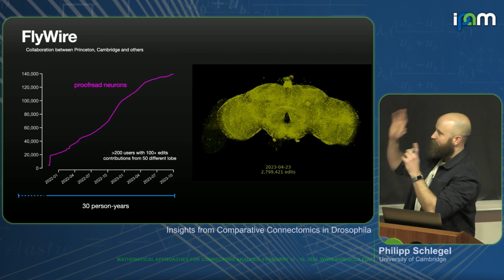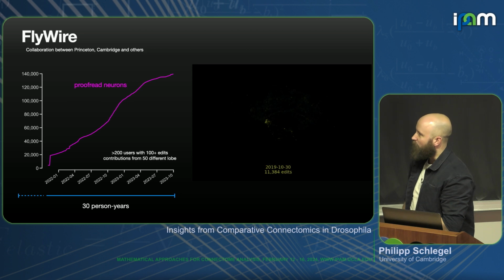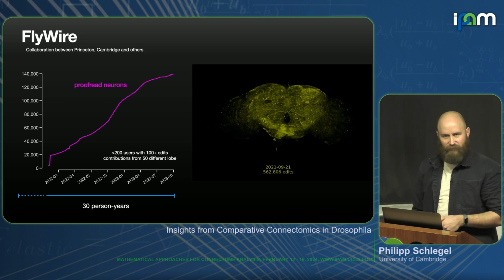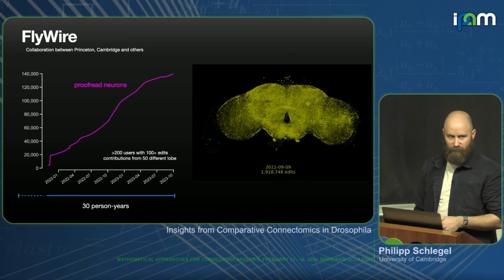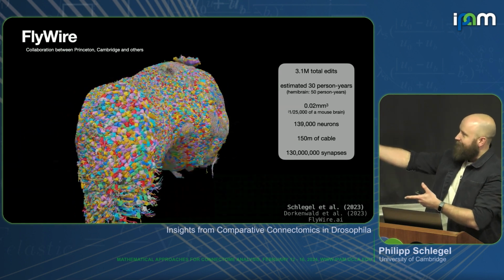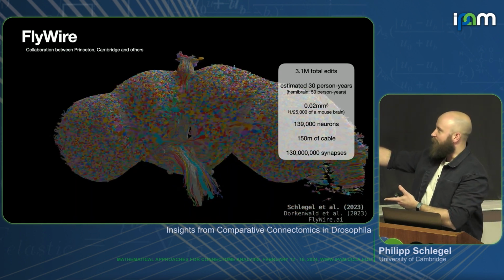You can see over time how the brain pops up, and the number of proofread neurons on the right. The important thing is that if you tally this up, Sven did that, you end up with 30 person years to proofread this data set. What do you get for it? You get this. That's the FlyWire data set.